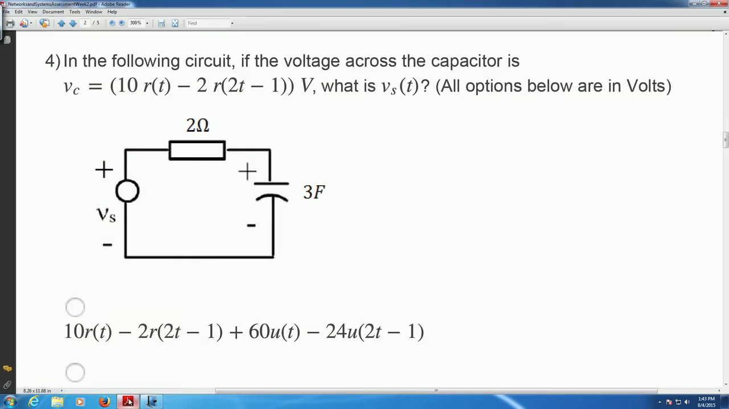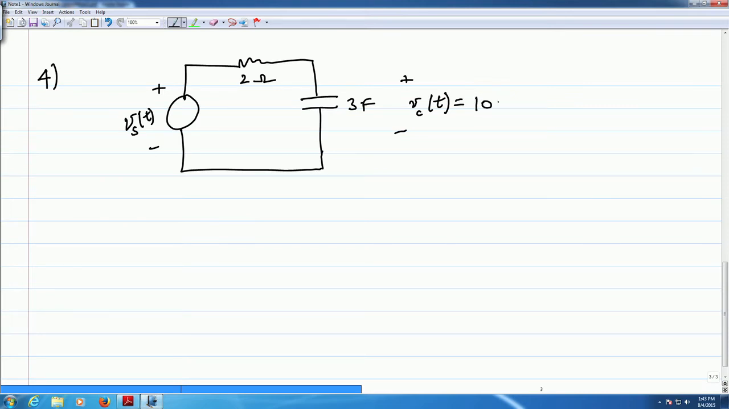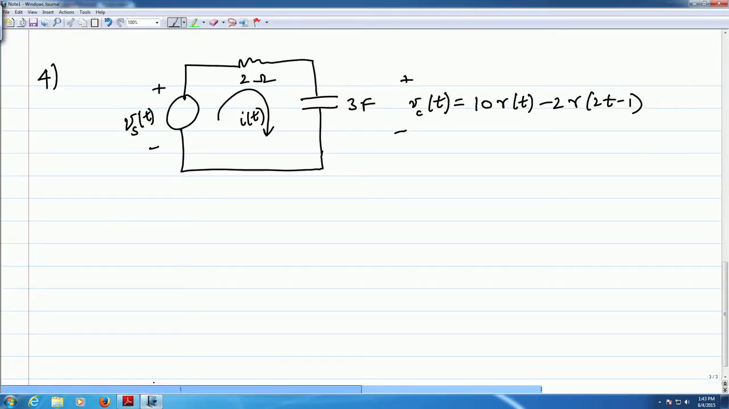Let me look it up once again: 10 R of t minus 2 R of 2 t minus 1. R of t is the ramp function, and you might want to sketch this. It is not really too hard to sketch this function, it is an interesting function to sketch. But really we do not need all that. For Vs of t, let us say I of t is the current that is flowing through this circuit, and there is no switch, it is just a formula. So this is the circuit that we have here.